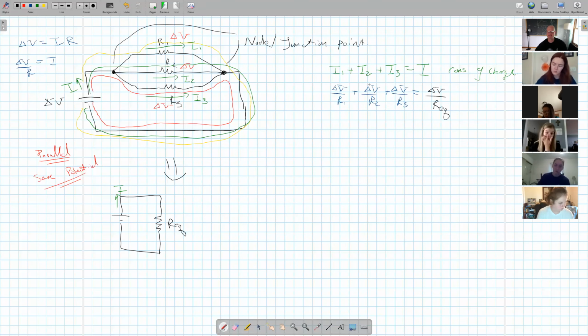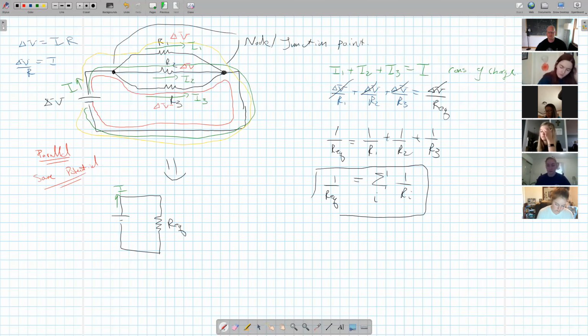Now, since this potential is the same as this potential, the same as this potential, which is the same as this potential, all the potentials are going to cancel. So this tells me that 1 over the equivalent resistance then is equal to 1 over the resistor R1 plus 1 over the resistor R2 plus 1 over the resistor R3, or in a general sense, this is equal to the sum over all the inverse resistances. Okay. So for resistors in parallel, we add them all inversely together. What's the effect of this? Well, the effect of this then is to decrease the resistance.